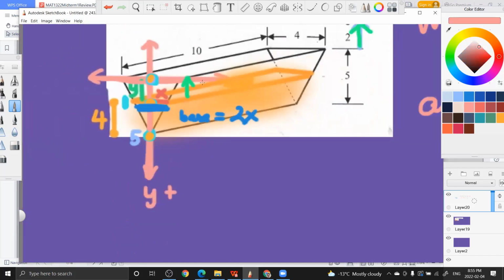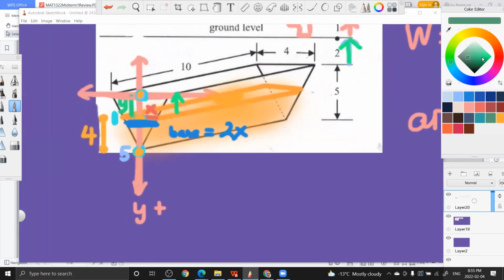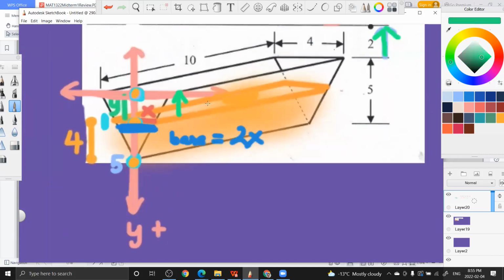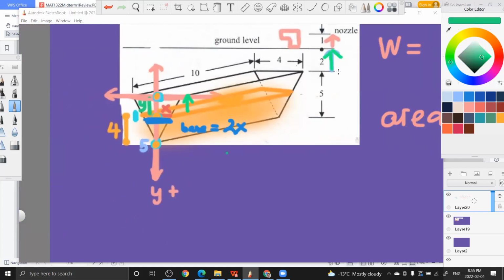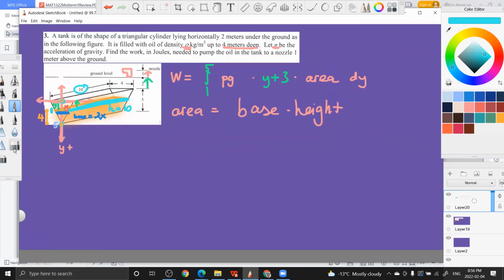I don't see anything in the chat. Does that mean you guys understand it? Okay. And then the height is going to be from here to here. That's the height. We're already given the height, that's 10. It says that this is 10, so the height is 10. Base times the height, that's going to be 2x times 10. That gives you 20x.